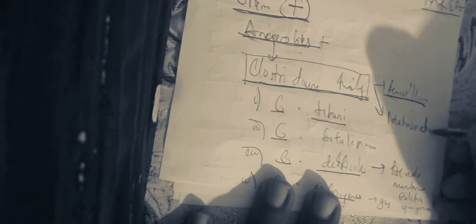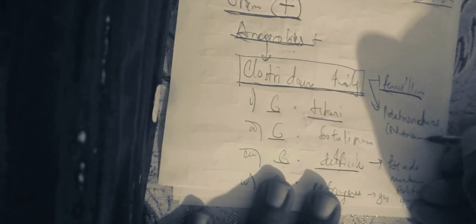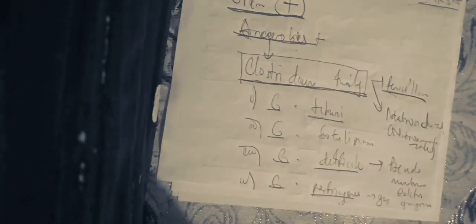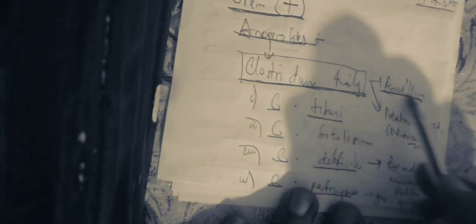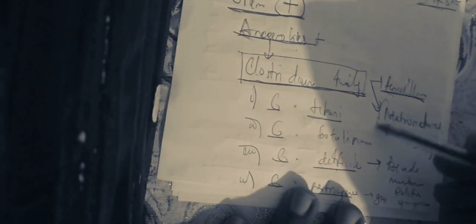Metronidazole is among the class of medication called the nitroimidazoles. Is it clear? So for the Clostridium family, the specific medication is either penicillins or metronidazole, a nitroimidazole, but it is best to use metronidazole when you want to treat them. You can use both of them.